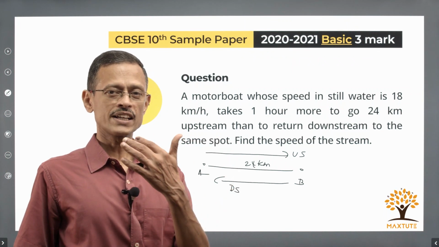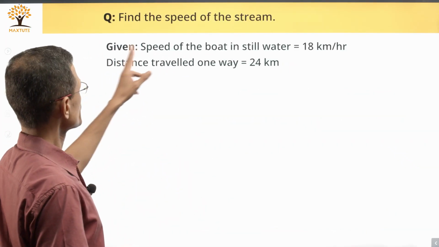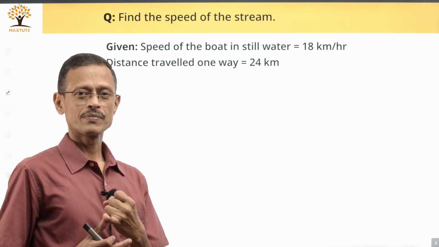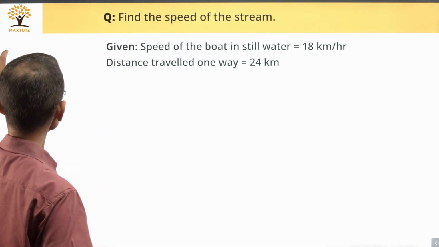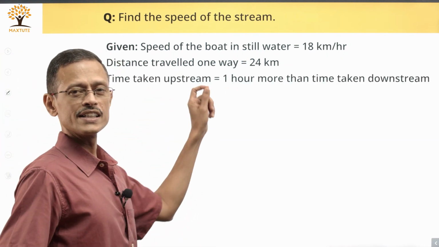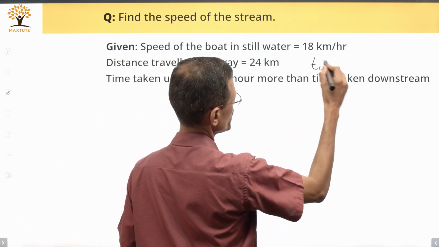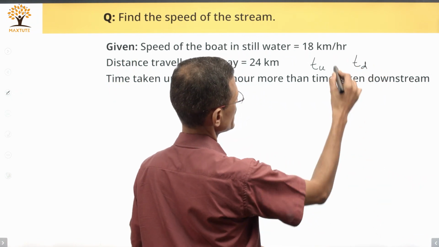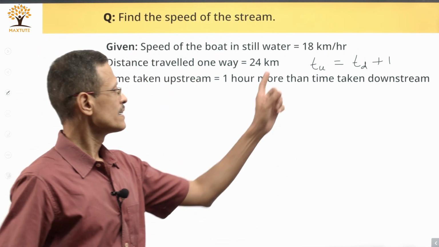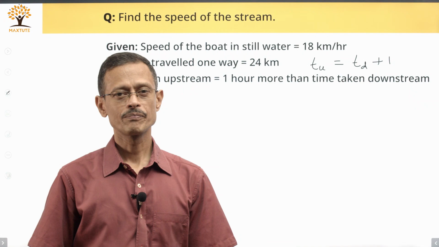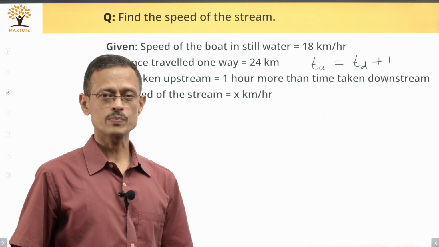Let's get started by jotting down the key data and assigning one variable, and then let's solve the question. Key data, the speed of the boat in still water is 18 kilometers per hour. The one-way distance from A to B is 24 kilometers. The time taken for upstream is 1 hour more than the time taken for downstream. For example, if the upstream time is TU and the downstream time is TD, the upstream time is 1 more than the time taken for downstream journey, assuming TU and TD are in number of hours. I'm going to assign one variable, which is the speed of the stream. Let's take that to be equal to x kilometers per hour.